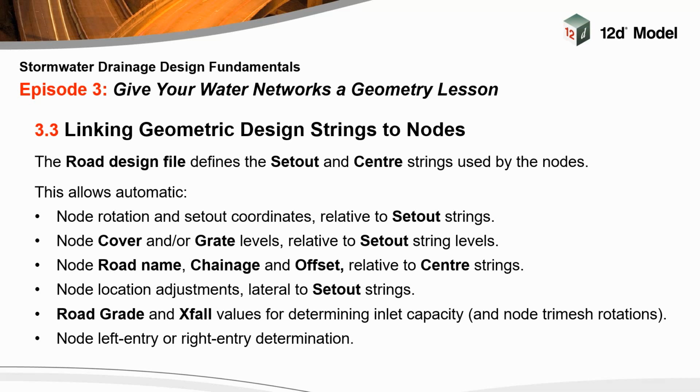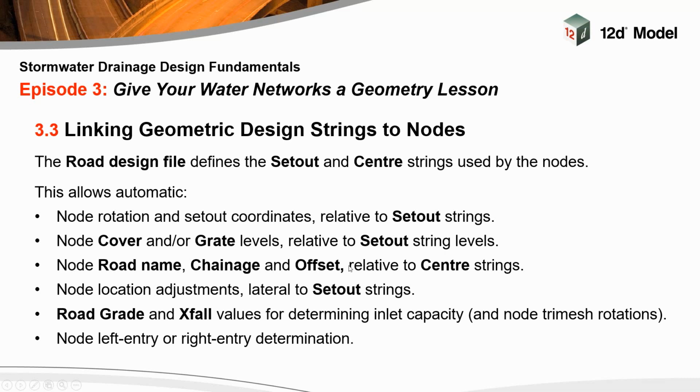And also a center string. Now this might be a road crown, or it could be the reference string, or both on your road. And with both of those strings linked into the node, we can do all of these things here automatically. We can rotate the nodes. We can provide set-out coordinates relative to the set-out strings. We can establish cover and grate levels relative to the set-out string levels if we need to.